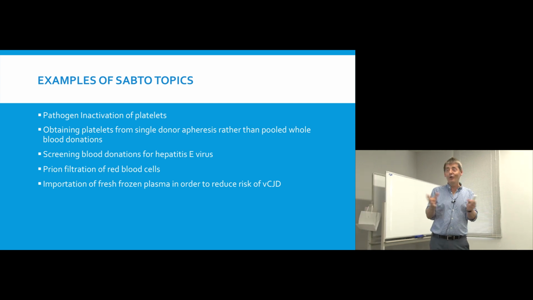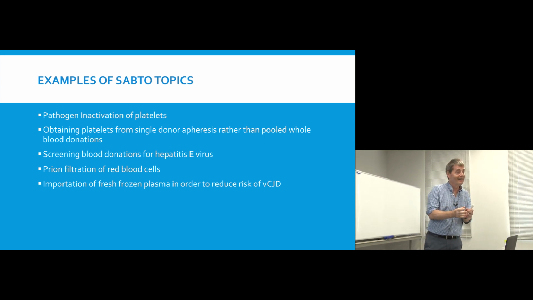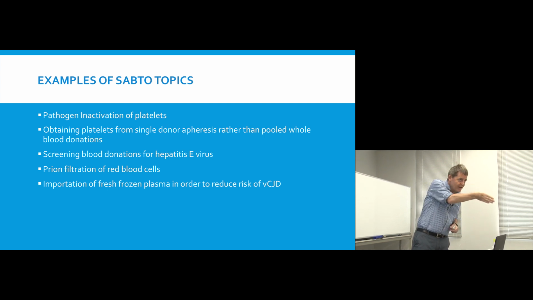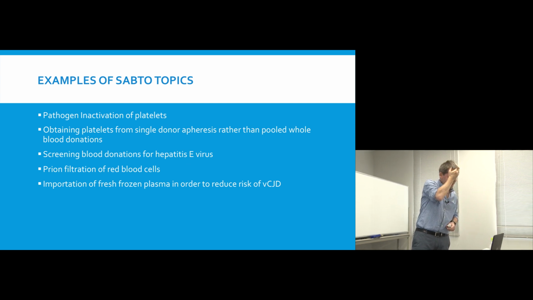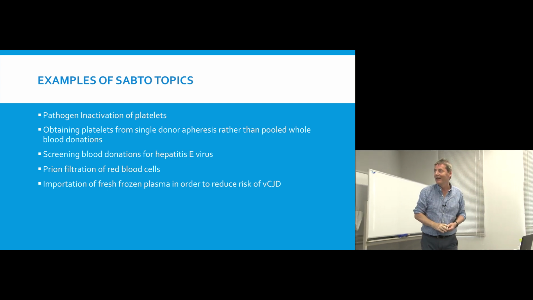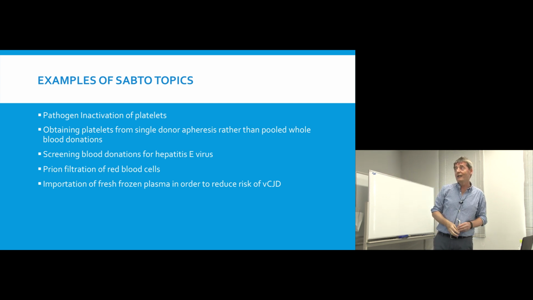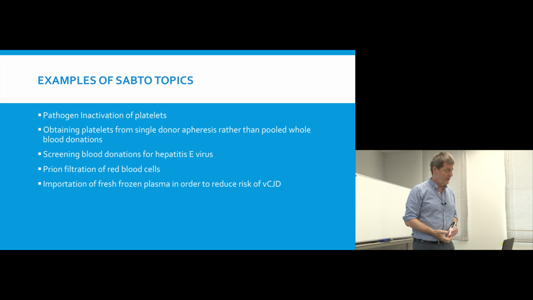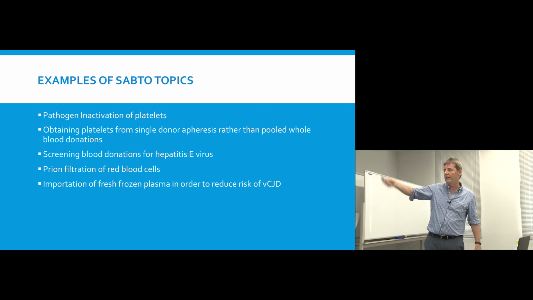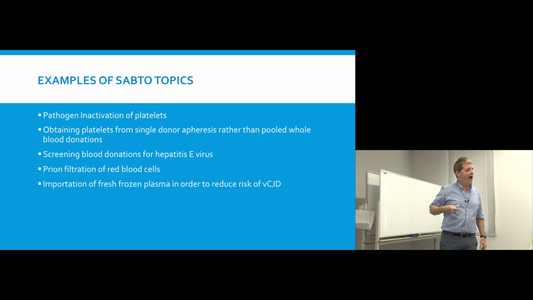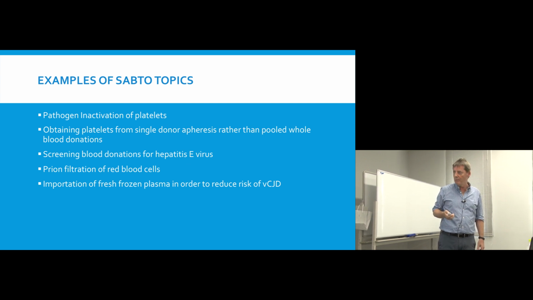Now, the pooled whole blood donation is cheaper, but riskier, because you've got lots of individuals contributing their risks to the pool. Whereas if you're getting your platelets from single donors, you can be much more sure that that donor's platelets are not so risky. One quite recent one is screening for hepatitis E, HEV. Now again, for all of these, we look at cost effectiveness as one of the main arguments.